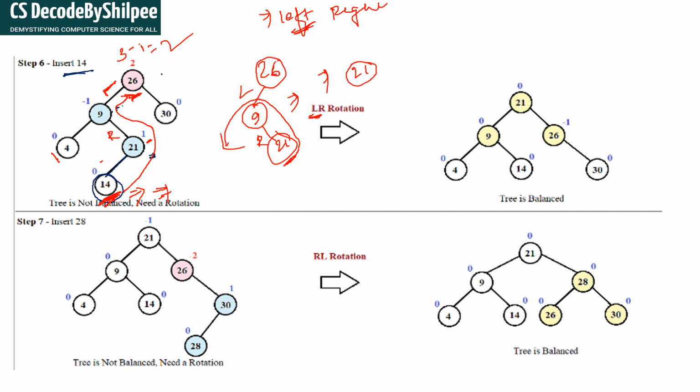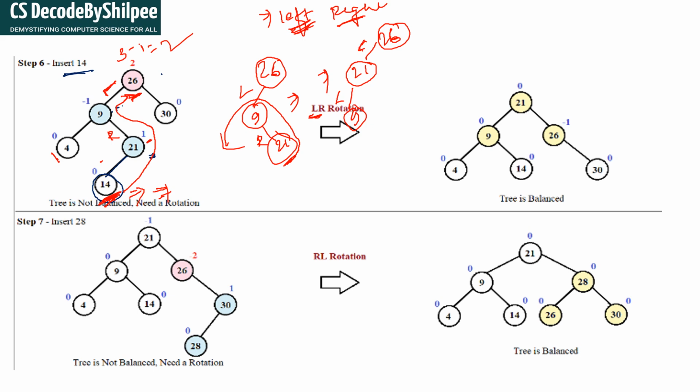21 will come up as root, and 9 will go down, and 26 is in its own place. 26 is still there. So this is the one rotation I have done. Now we have to perform a right rotation. So which rotation is it? It is LL.